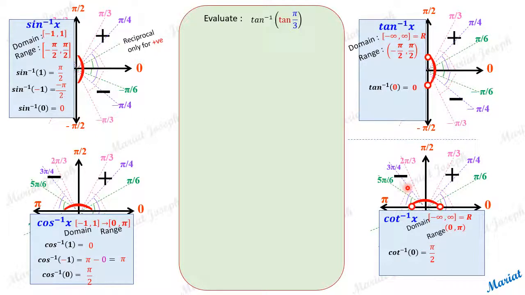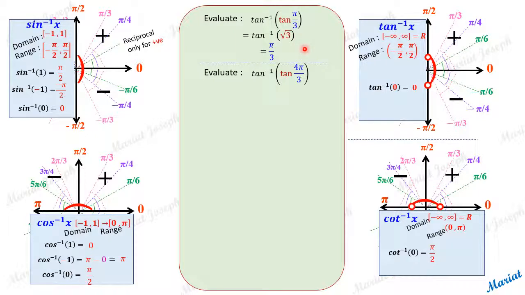Then, let's consider some numericals. Evaluate tan inverse of tan pi by 3. Will they cancel? Let's see. Tan inverse of tan pi by 3. I am going to give priority to the bracket. Tan pi by 3 is root 3. And what is tan inverse root 3? Root 3 is a positive number, so the angle should come from the first quadrant. The answer is pi by 3. Yes, it was in fact like cancelling each other. It may not happen always.